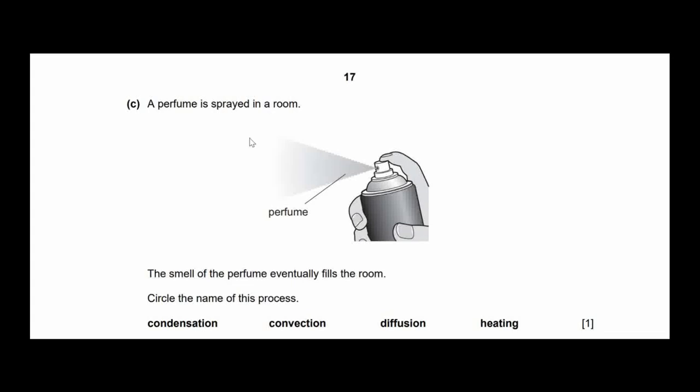Next, now we are in question C. A perfume is sprayed in the room. The smell of the perfume eventually fills the room. Circle the name of this process. Is it condensation, convection, diffusion, or heating?